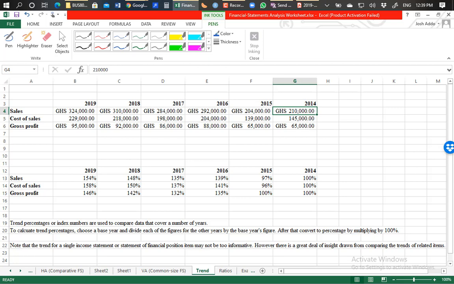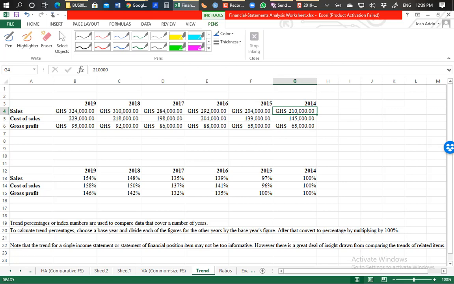if we capture it in percentage. For example, sales has grown by 154% since 2014. That is readily understandable. That is more understandable, more logical than just using the absolute figure. That's why we compute the trend percentages. And this is how we compute them.